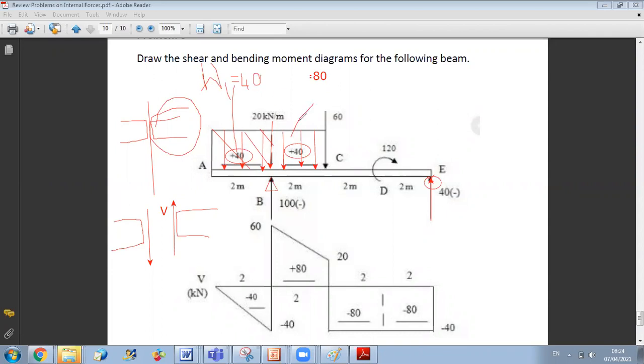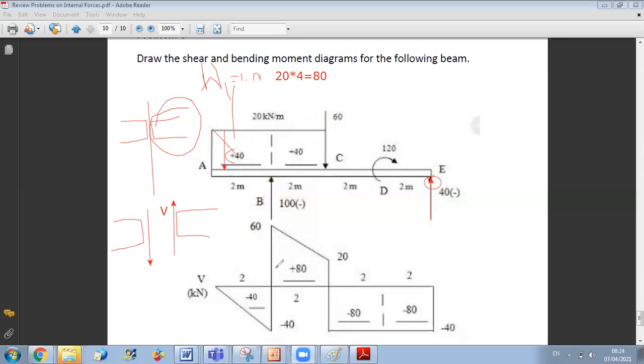And why did they divide it into two parts? Because you have the concentrated force in between. And area of part 2 is also equal to 40. I will need it to draw the shear graph. Okay. Doctor, yes.